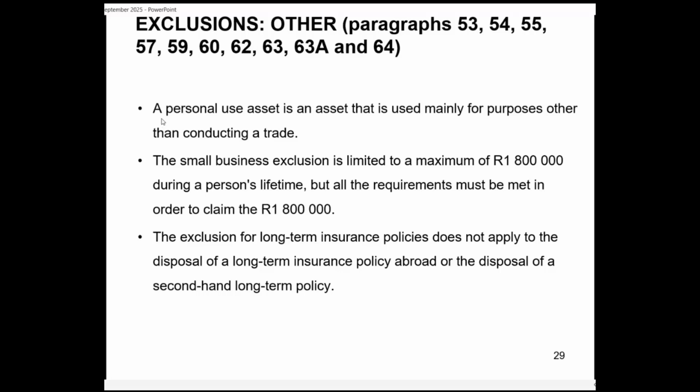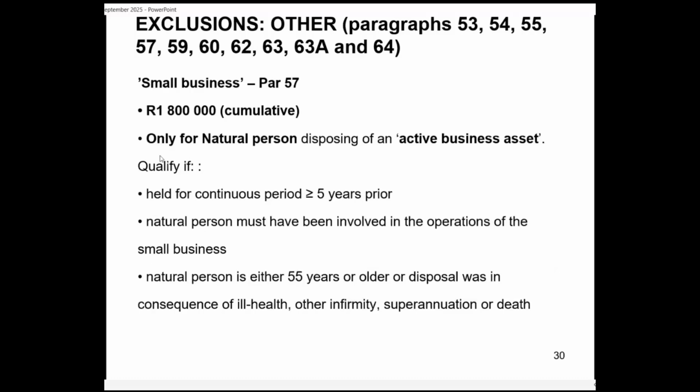The other exclusion will be a personal use asset. A personal use asset is an asset that is used mainly for a purpose other than conducting a trade. A small business exclusion is limited to a maximum of 180 million during the period of a long time, but all the requirements must be met in order to claim the exclusion. The exclusion for long-term insurance policies does not apply to the disposal of a long-term insurance policy abroad or disposal of a second-hand long-term policy. So the other exclusion, in terms of paragraph 57, please go through paragraph 57.